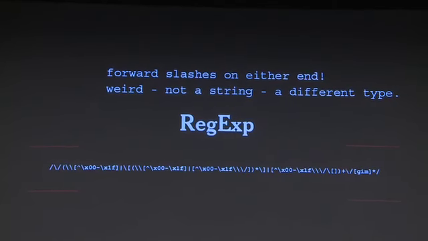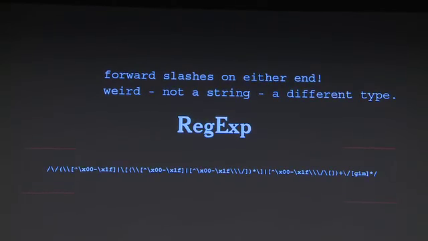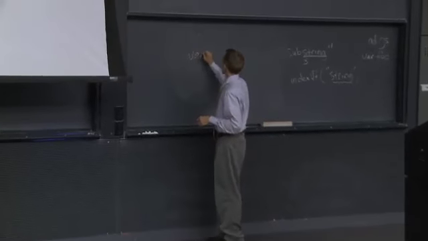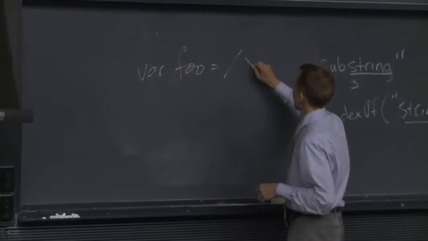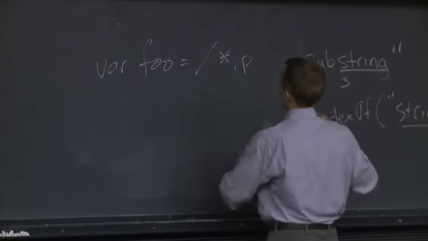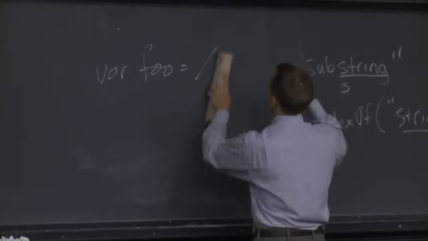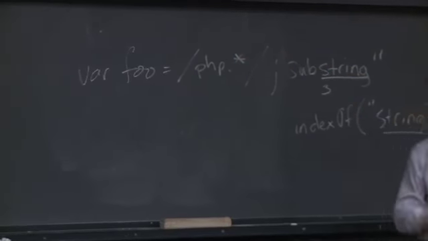Unlike a lot of languages, regular expressions, which is a special sub-language that's designed for searching strings, are actually a type in JavaScript. And you indicate them with the slash at the beginning and the slash on the end. So you can literally say var foo equals slash star dot or dot or php dot star slash and then semicolon. You don't have to put it in strings like some other languages.